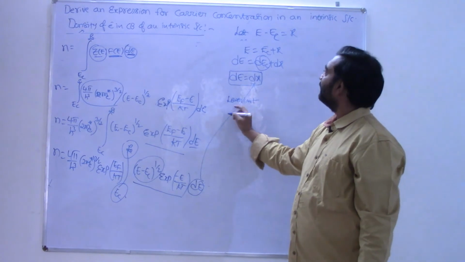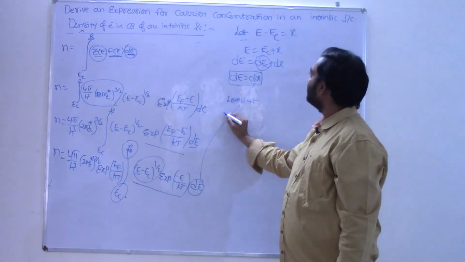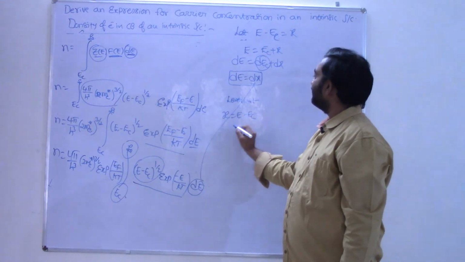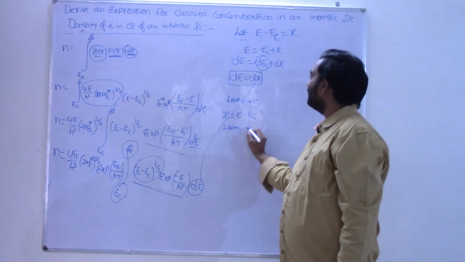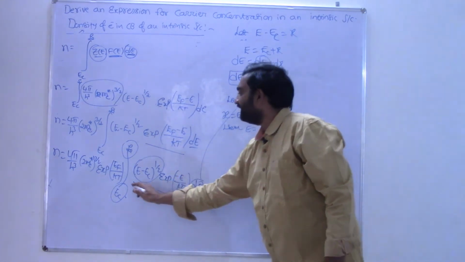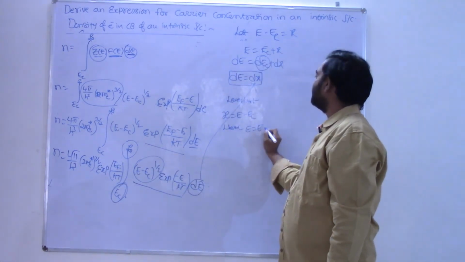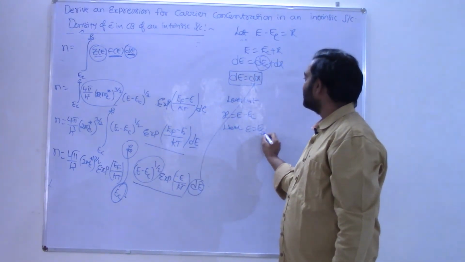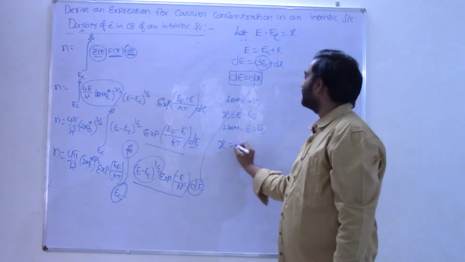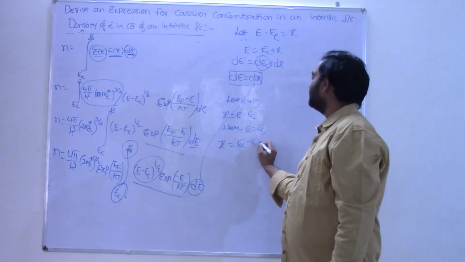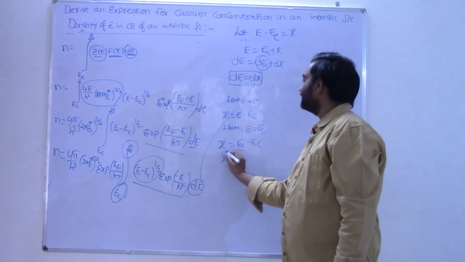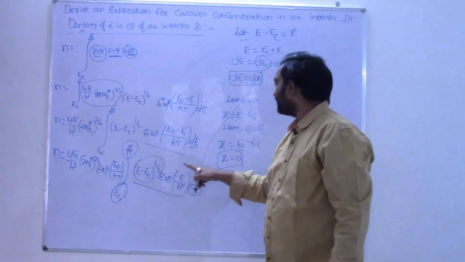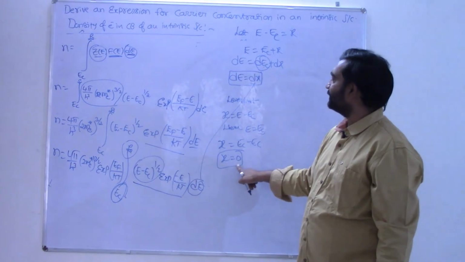By applying the lower limit in this expression, what would we get? x equal to E minus EC when E is equal to EC. Why? Because EC is the lower limit of energy. I am converting this EC in terms of x. So x equal to EC minus EC, obviously x equal to 0. So this EC in terms of energy is converted into x as 0.